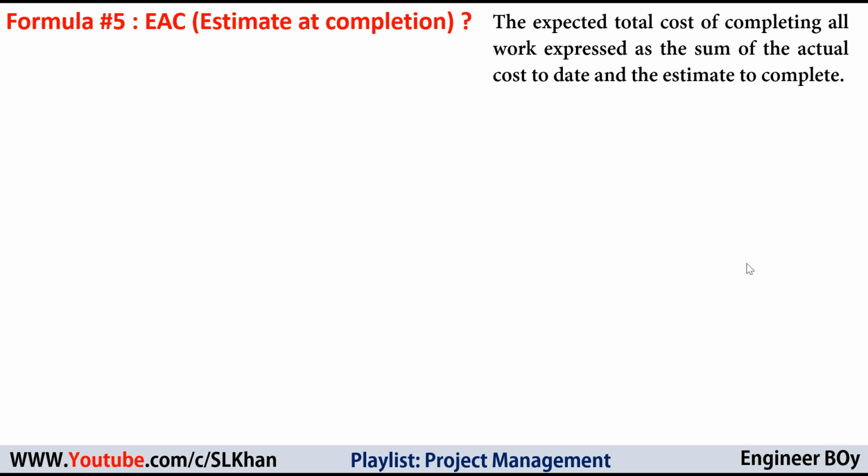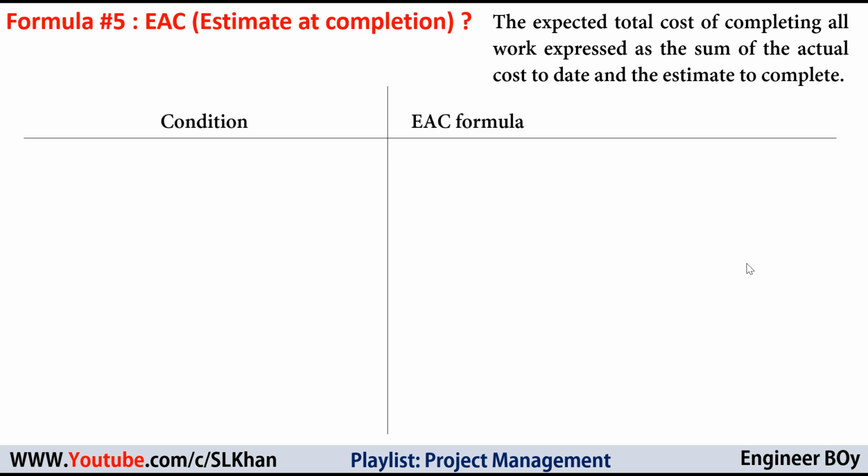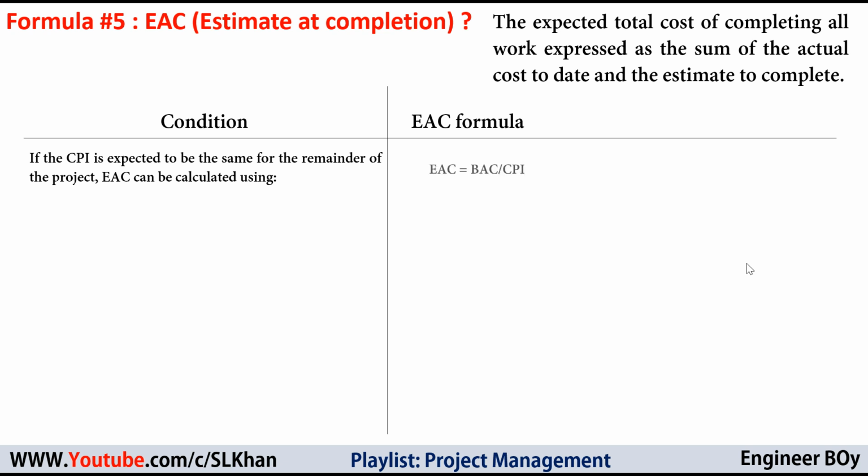Another formula which can be used while doing earned value management is estimate at completion, and that's actually the expected total cost of completing our work or the project. But there can be conditions. EAC depends on the CPI, budgeted completion maybe, and SPI as well. So if SPI is expected to be the same for the remainder of the project, then of course we can use EAC equals budgeted completion divided by CPI, because CPI is the same.